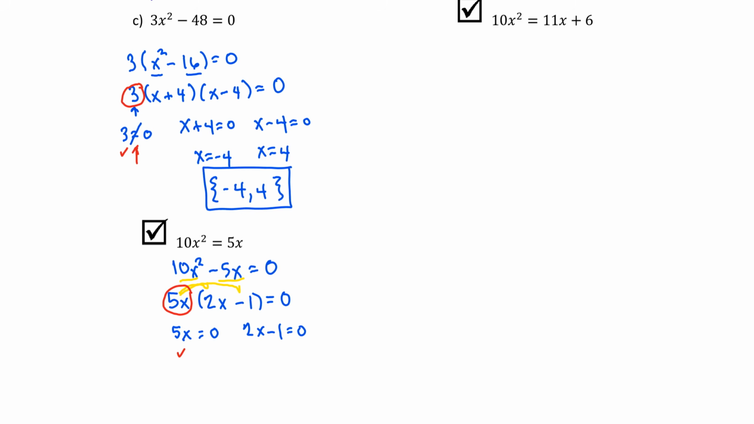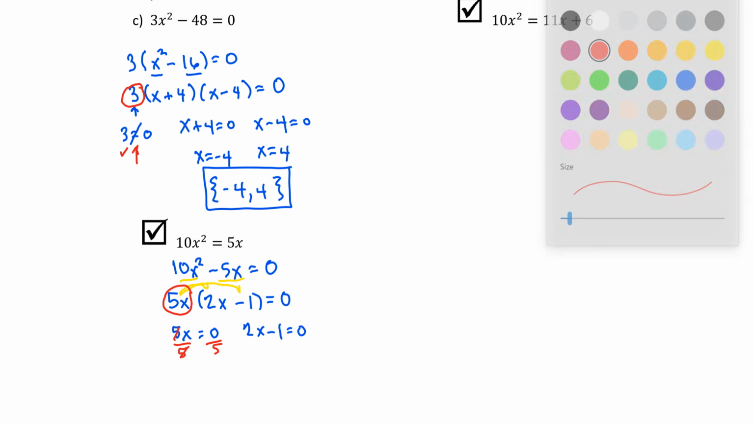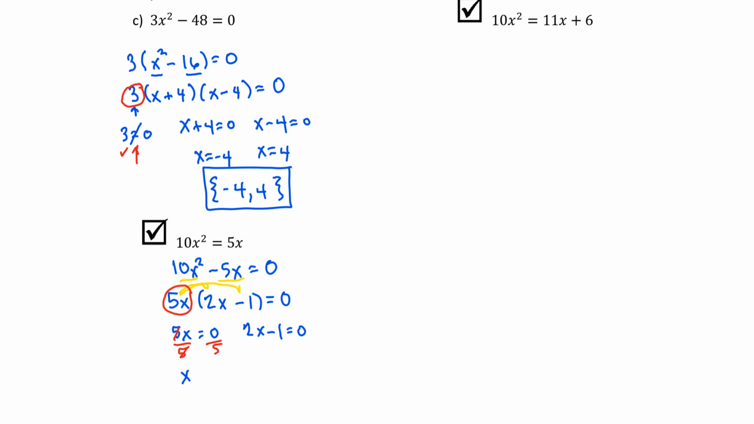However, we will get a solution out of this one because we can actually solve this equation for x. So I'm going to divide both sides by 5, and notice we get our answer, x equals 0. So if your greatest common factor does not have a variable, you can ignore it. If it does have a variable, then you need to set it equal to 0 and solve for x.